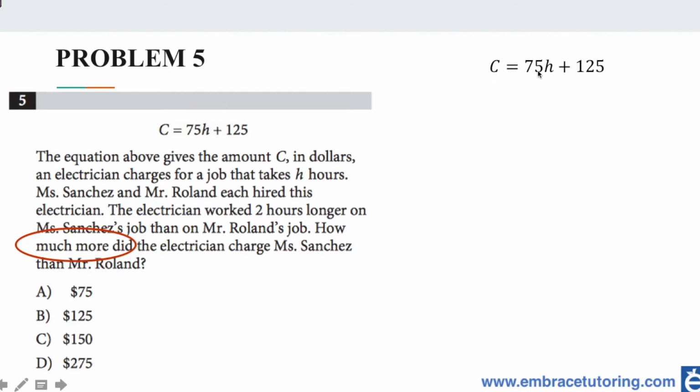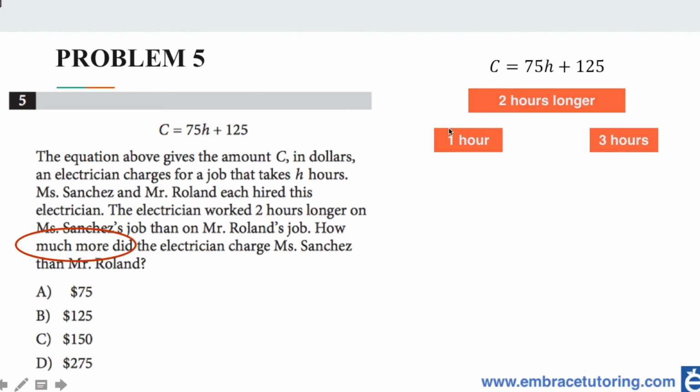Here I have C equals 75H plus 125, because this is the equation that corresponds to both Mrs. Sanchez's job as well as Mr. Rowland's job. Now I just want to choose two values that are separated by 2 hours. I'm going to choose 1 hour for Mr. Rowland's job, and then 3 hours for Mrs. Sanchez's job. Notice these are separated by 2 hours. So I'm going to plug in 1 into the initial equation, which is C equals 75 times 1 plus 125, which gives me 75 plus 125, so C equals 200.